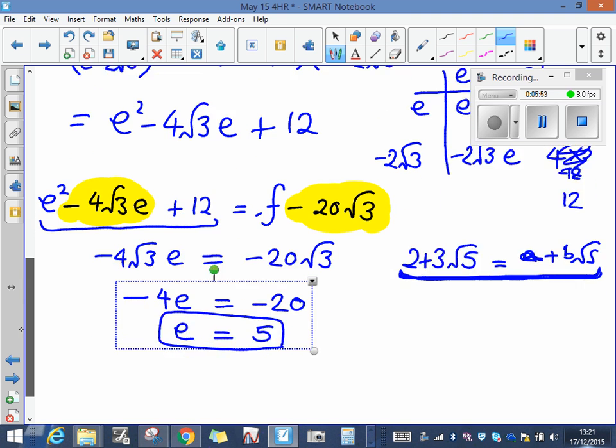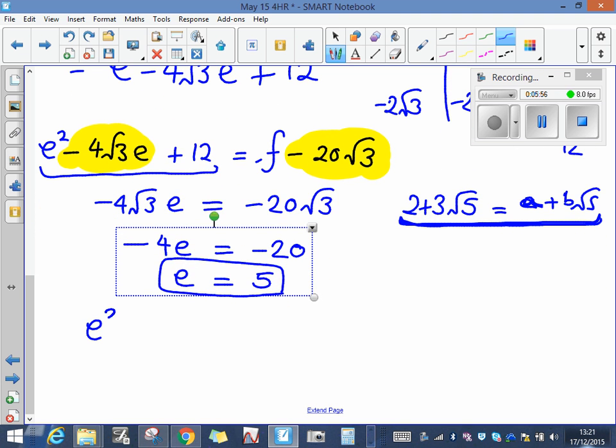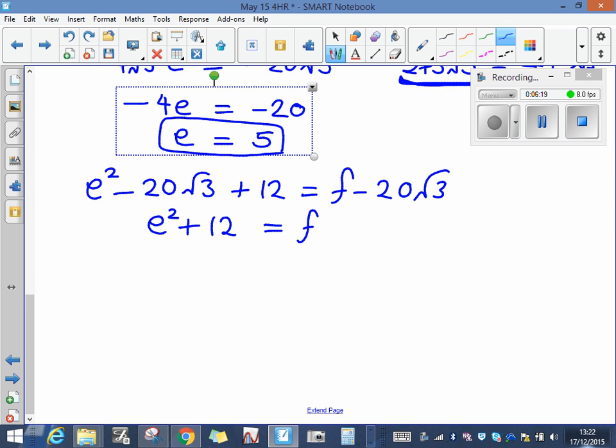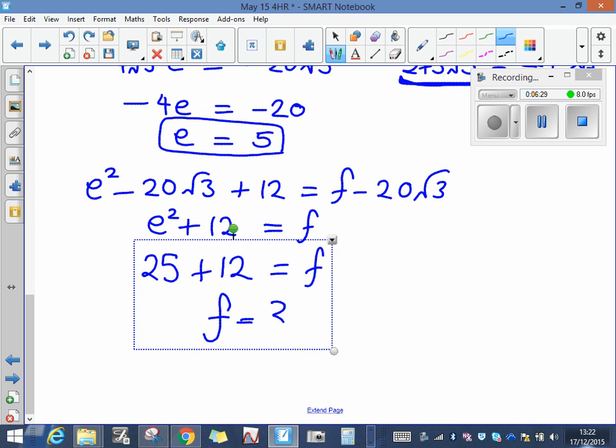Okay, now going back to my original equation, I know that e squared minus 20 root 3 plus 12 is equal to f minus 20 root 3. Well, I can now forget the surdy bits. I know they're the same, and I'm now going to look at the rational bits. On the left-hand side, I've got e squared plus 12, and on the right-hand side, I've got f. But I've just worked out that e is 5, so e squared is going to be 25, so 25 plus 12 must equal f, which means that f is 37.